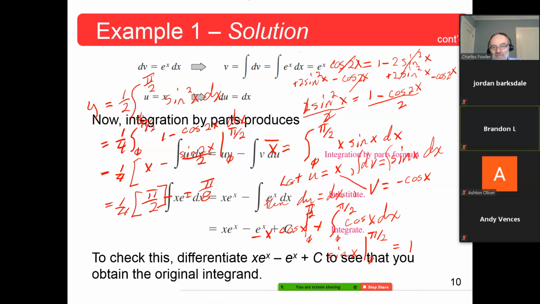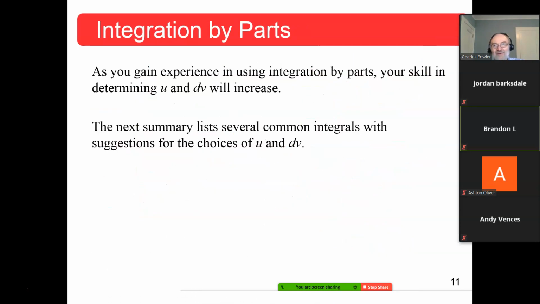This is example 1 that we finished a long time ago. Now we're here, top of page 528. I finally found where it was. As you gain experience in using integration by parts, your skill in determining which is the u and which is the dv will increase.